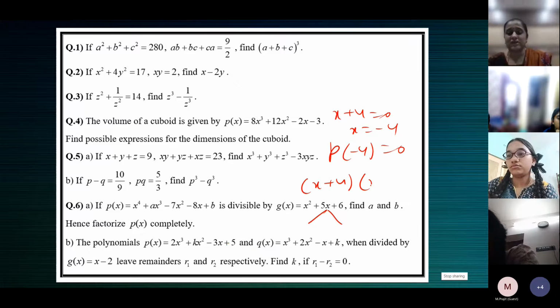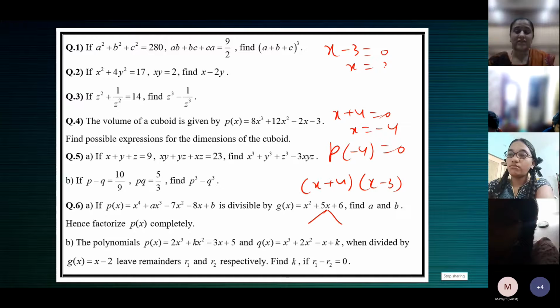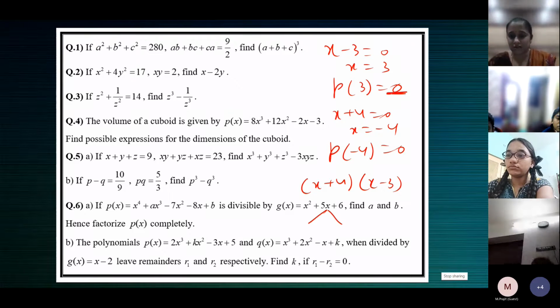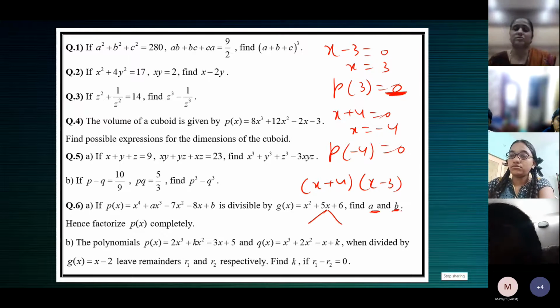And supposing the other factor is x minus 3. X minus 3 is a factor. So when you equate it to 0, you get x is equal to 3. That means p of 3 is 0. P of 3 gives a remainder 0. Why 0? Because it is a factor. So like this, we get two conditions. When you work these conditions, you can find the values of a and b. That's the procedure.